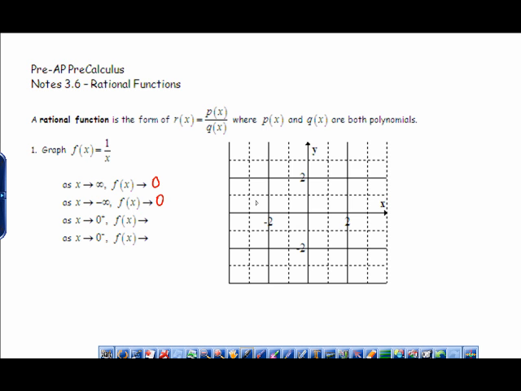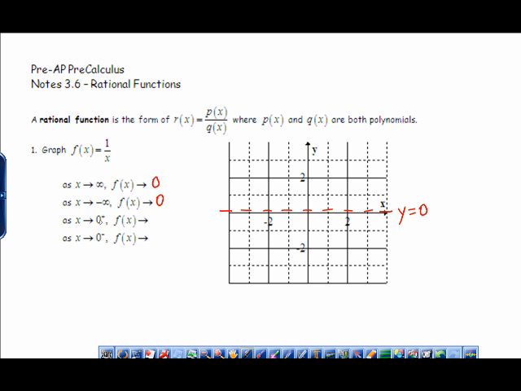What this is causing in the graph is the horizontal asymptote, meaning that we call this end behavior. Okay, we have a horizontal asymptote of y equals 0 because as x gets really, really large, y gets really, really small. And the same thing on the left behavior.